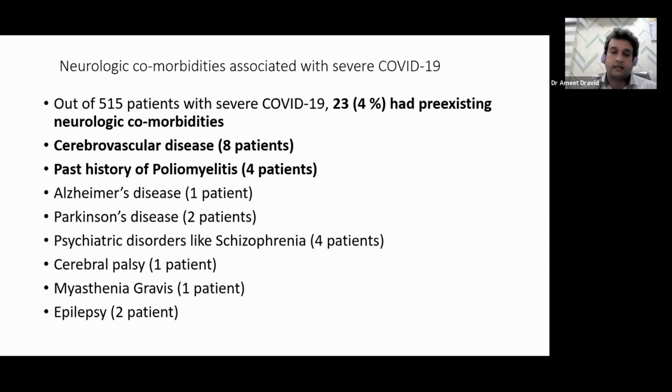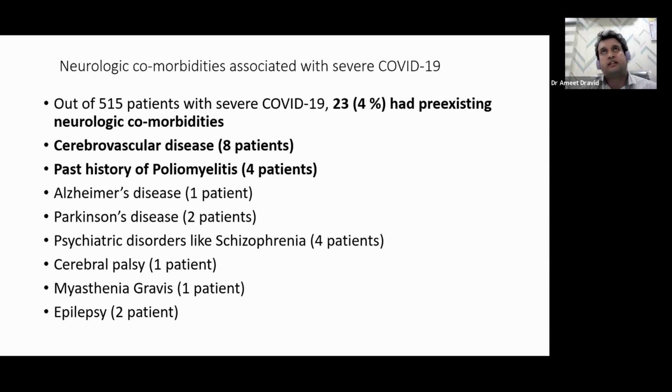Not surprisingly, cerebrovascular disease was the most common, but to our surprise, past history of poliomyelitis was a common comorbidity seen in patients with severe COVID-19. As you know, India eliminated poliomyelitis in 2013, but prior to that, we had multiple cases of young people coming with poliomyelitis and pre-existing neurologic deficit.